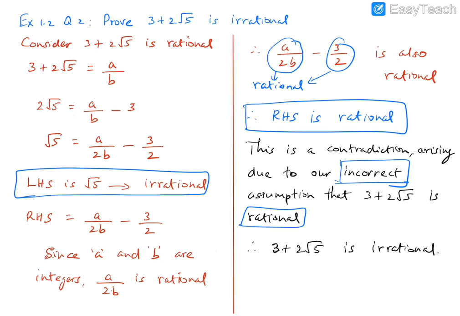And in today's video, we have seen how we can prove that a given number is irrational by using the method of contradiction. We will move on to the second chapter in the next video, and the second chapter deals with polynomials. So we will talk about polynomials from the next video onwards.